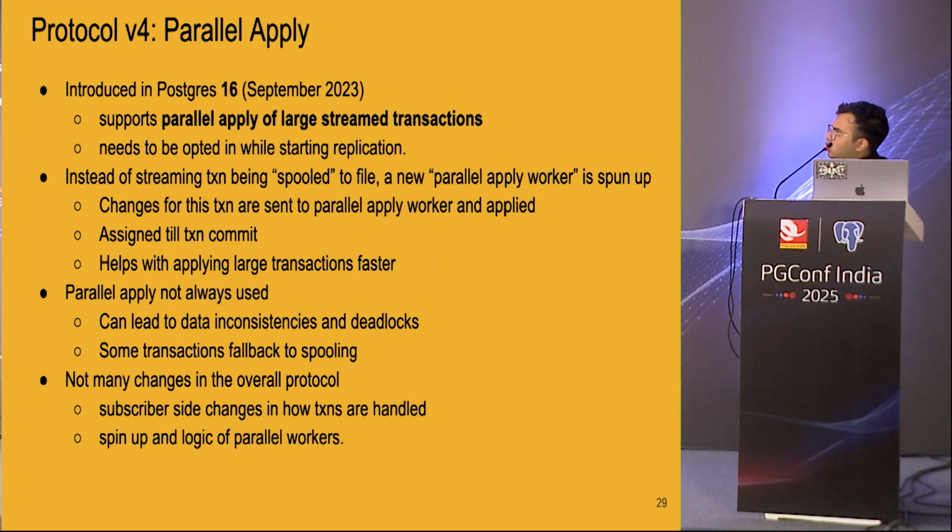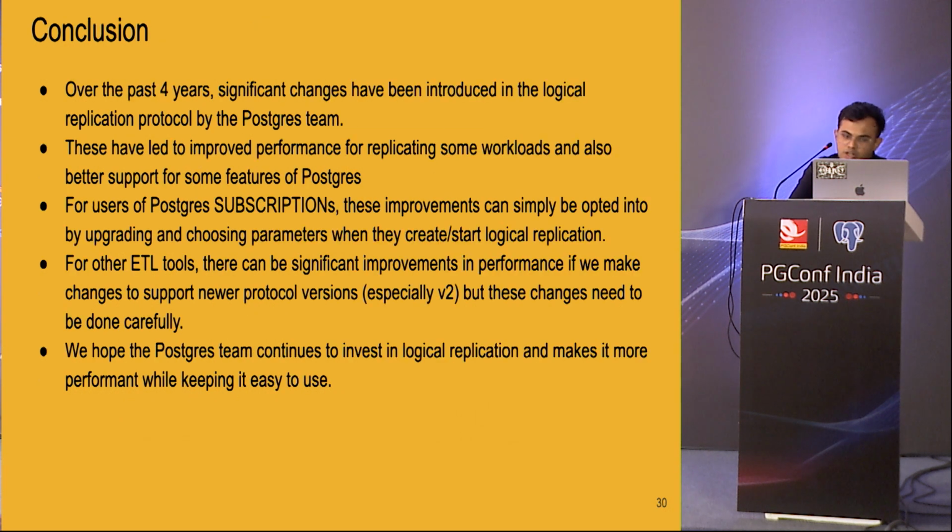And protocol version 4 doesn't really change the messages much. It doesn't mean changes to the messages themselves, but what happens is Postgres has written a lot of code in the subscriber, like the subscription side code to handle transactions, and also the logic to spin up a parallel worker and what a parallel worker does. So most of the changes for protocol version 4 are not in the protocol. There's a couple of changes, but very minor ones. But the major thing with protocol version 4 is the subscriber has changed a lot of code to make parallel apply possible. Let's get into the conclusion as well.